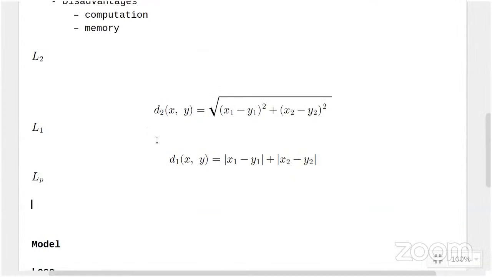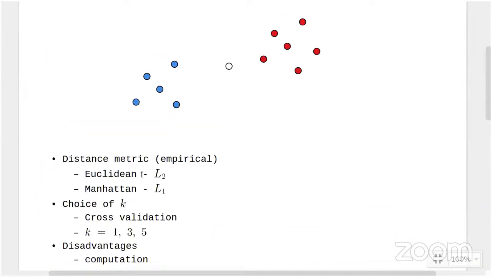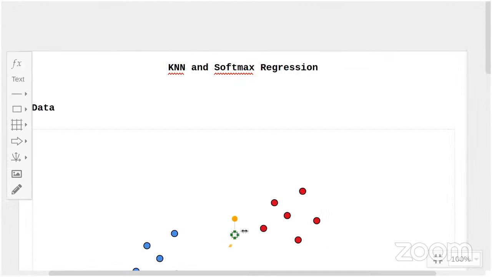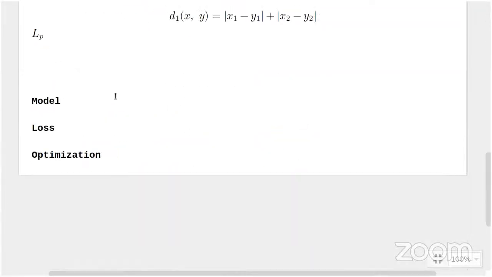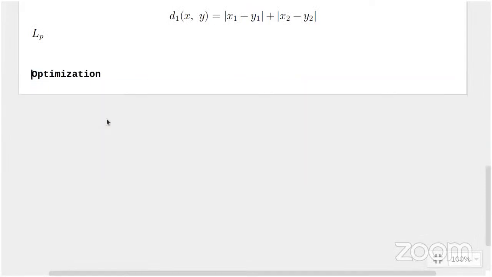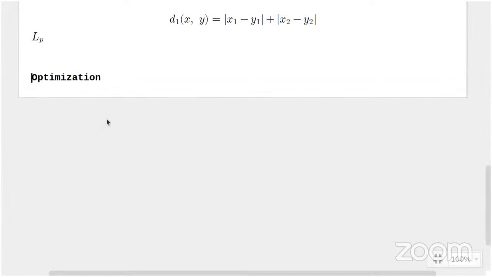Anyway, so that is about K-NNs. Any other questions on K-NNs? Okay, if not, we'll just move on to softmax regression. See, softmax regression is just the extension of logistic regression to multiple classes, right?